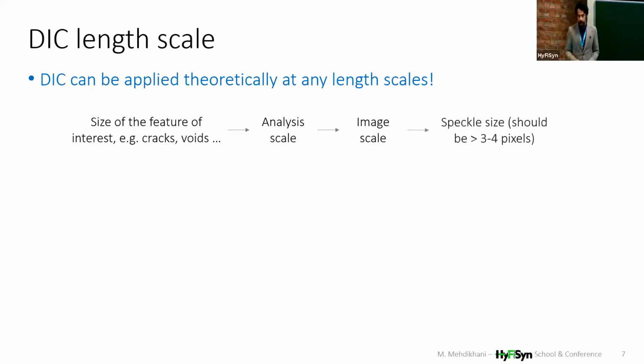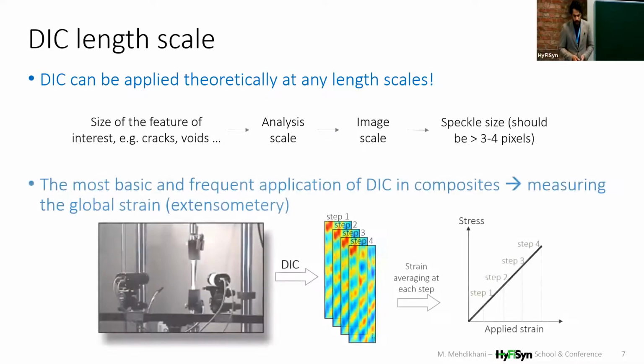And finally, we have to choose the right speckle size for this type of analysis. The most basic and frequent application of DIC, as we all know, is measuring the global strain, for example, in a tensile test. So if we just put DIC cameras here, we take images during deformation. Processing the images will give us strain maps, and by using the average strain maps, for example, we can obtain the applied strain. And this is something that probably a lot of you have already done.